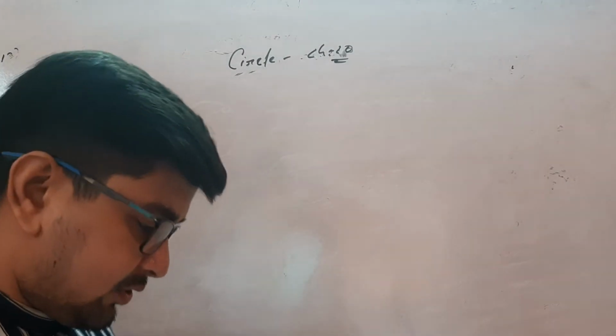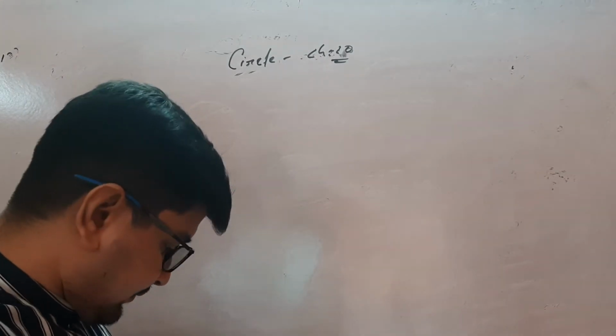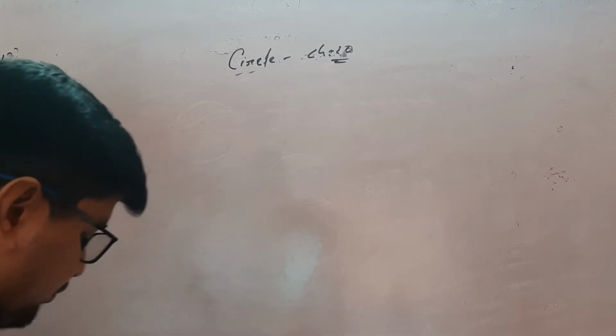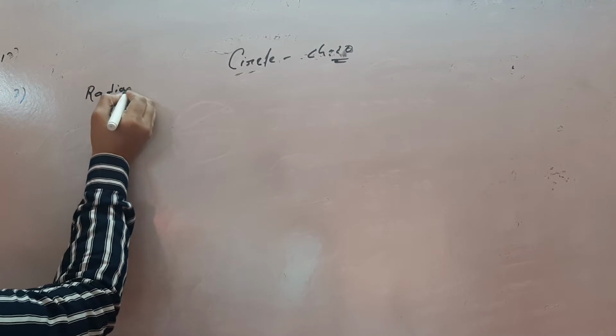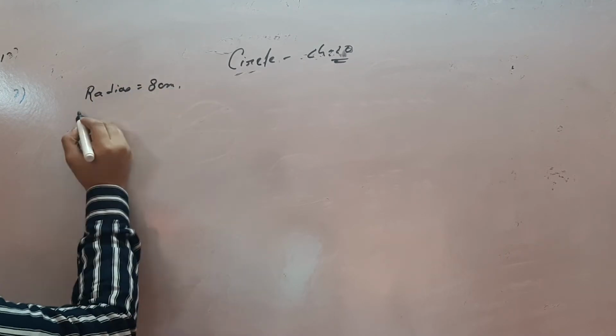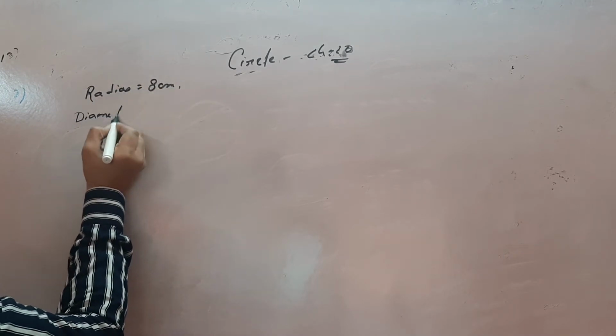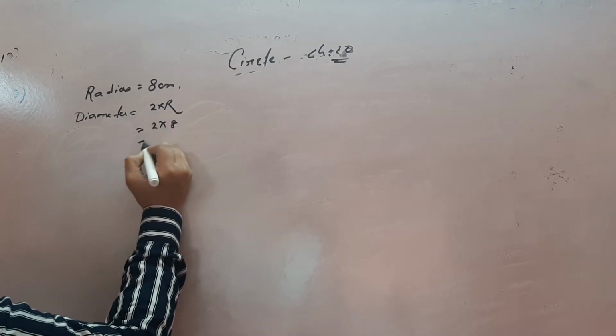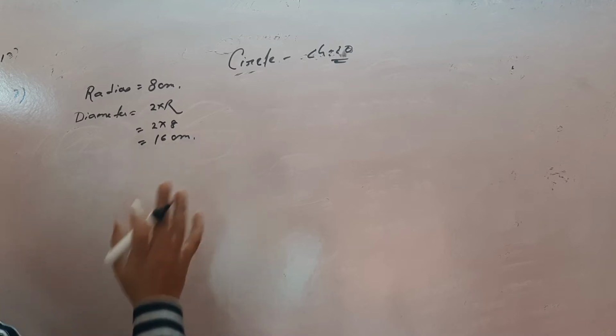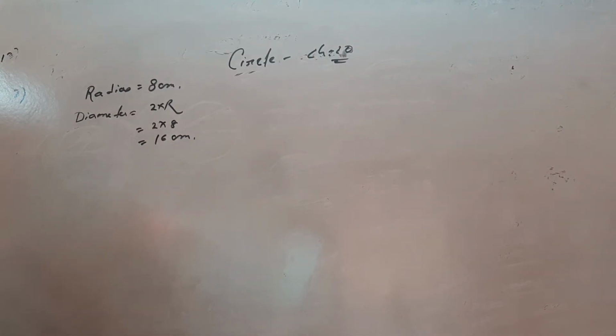So the first question for today is from exercise 20. Okay, question number 2. In question number 2, find the diameter of the circle. Radius equals 8 centimeter. Given radius equals 8 centimeter, so diameter equals 2 into radius. That means 2 into 8 equals 16 centimeter.